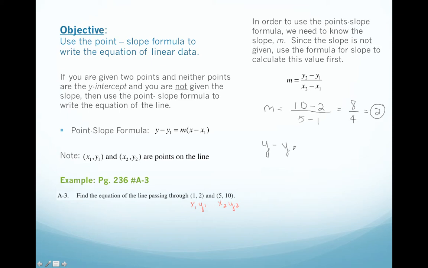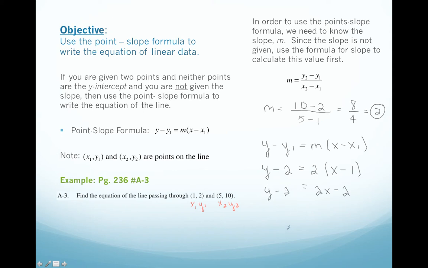So let me just write that formula down again to remind myself of the point-slope formula. And let's substitute what we have to get the equation. So y minus y sub 1, which is 2, is equal to m, which is also 2, times the quantity x minus x sub 1, which is 1. Now we can go ahead and distribute this 2 to each term. So that gives us 2x minus 2. And let's bring down y minus 2.